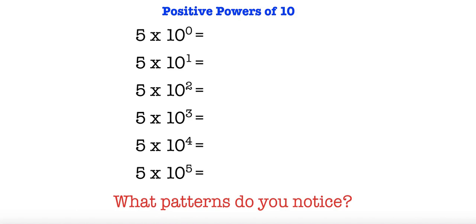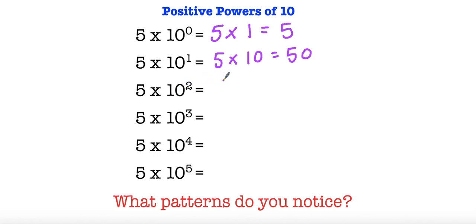By doing so, I'm going to rewrite 5 times 10 to the power of 0 as 5 times 1. Remember that any number that's not 0 to the power of 0 is always equal to 1. So 5 times 1 is equal to 5. 5 times 10 to the power 1 is 5 times 10, which is equal to 50.